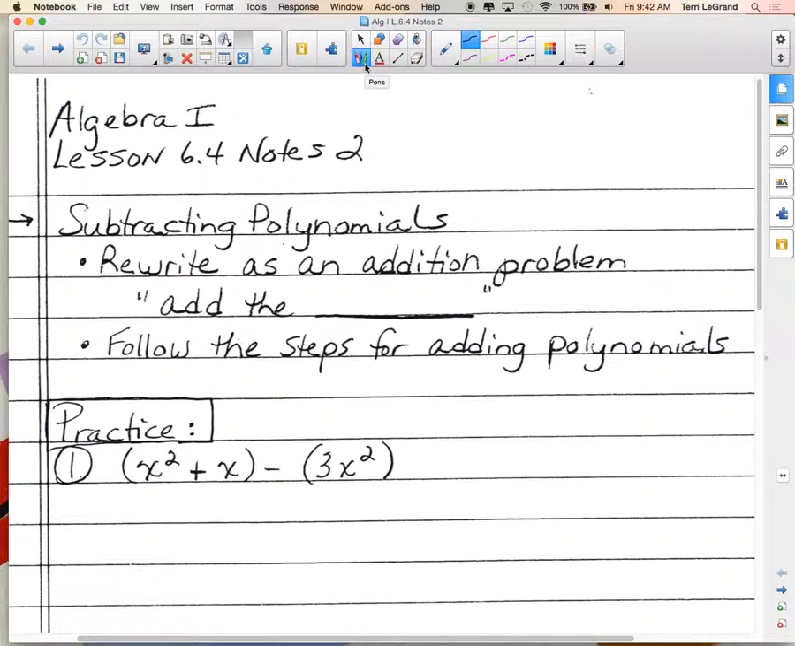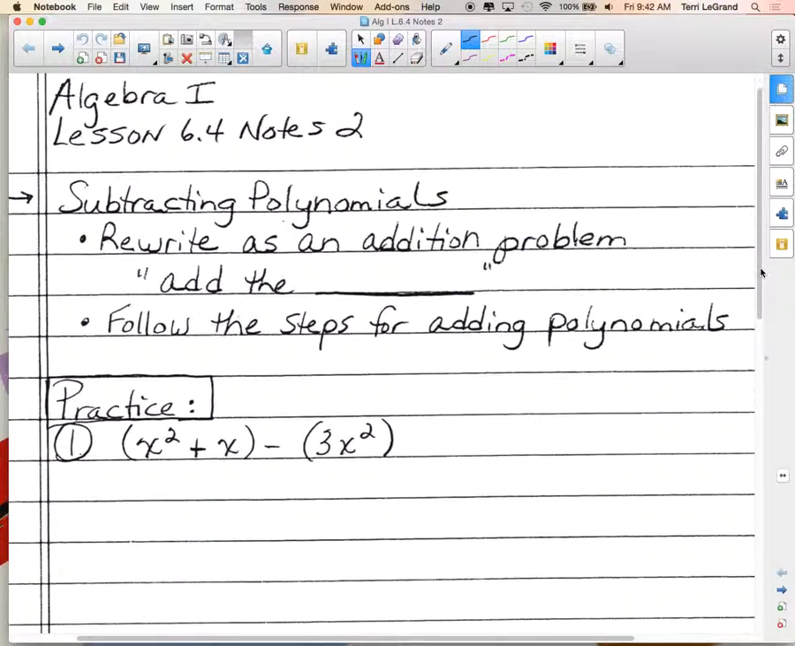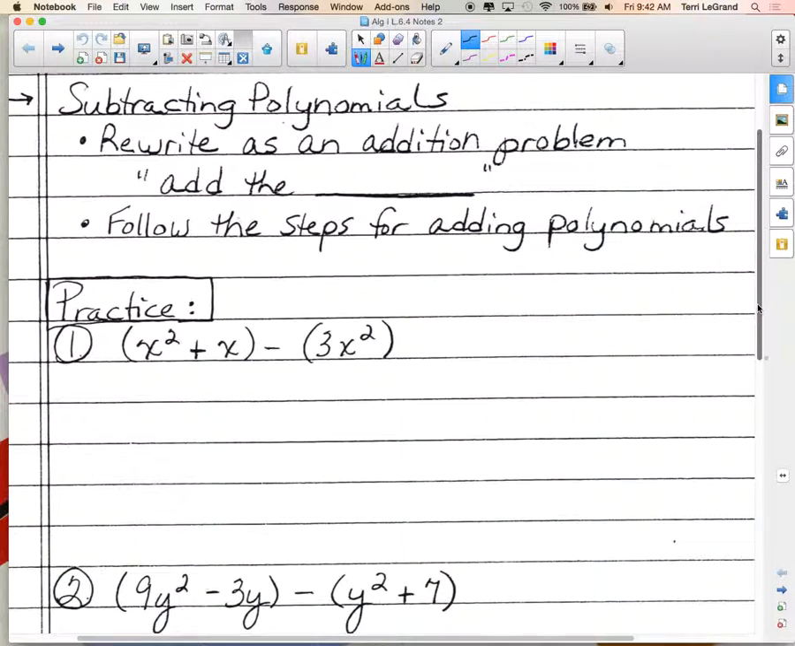So today when we add in our subtracting polynomials, we cannot just drop those parentheses until we have made it an addition problem, okay? So we're gonna rewrite our subtraction problems as addition problems. Add the what? Opposite. Yep, we change it to add the opposite. Now, when we're talking about a polynomial being subtracted, every term of the polynomial has to change to its opposite.